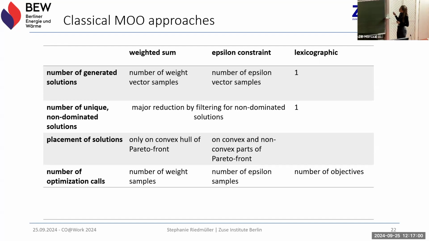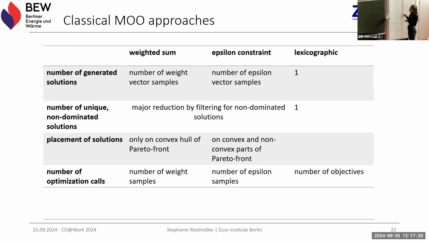So in the lexicographic optimization, I just get this one solution, but for the others, I really have to filter them for non-domination, and this will reduce them immensely. Especially in the weighted sum approach, you sometimes generate, I don't know, 1,000 solutions, and then they end up being just 3 different ones, because, for example, the objectives are scaled in really different orders of magnitude.